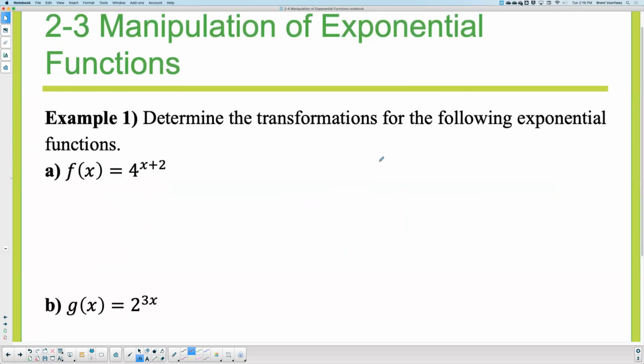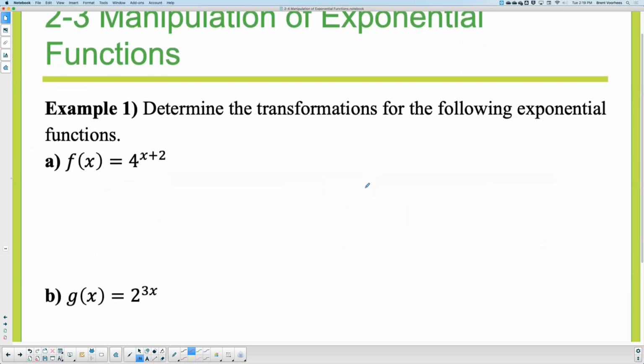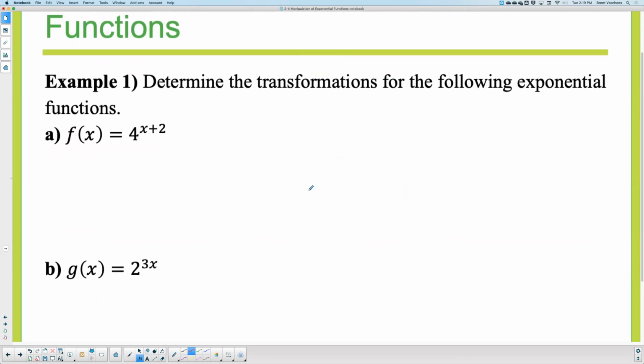So jumping in, let's look at example 1. It says determine the transformations for the following exponential functions. So here I have 4 to the power of x plus 2. On your example 1a, you see how we have 4 to the power of x plus 2? What I'm going to do is walk you through how we can rewrite this. Now first, before I move on, when I add 2 up there, is that a horizontal or vertical transformation? What type of transformation is this right now?